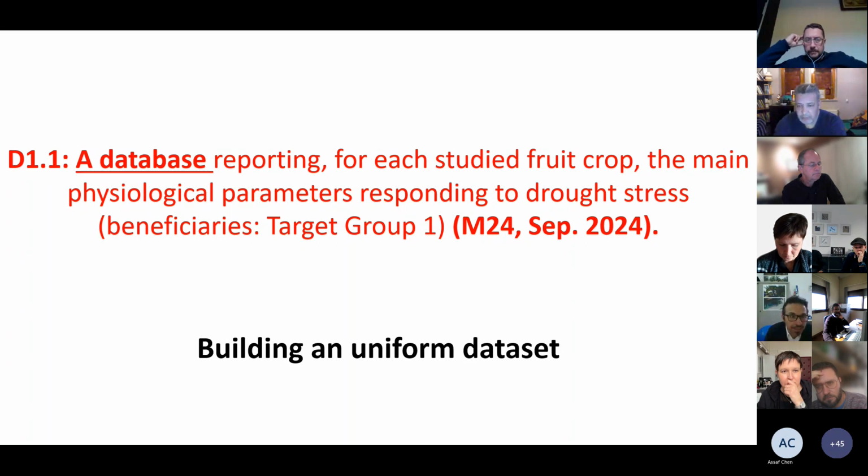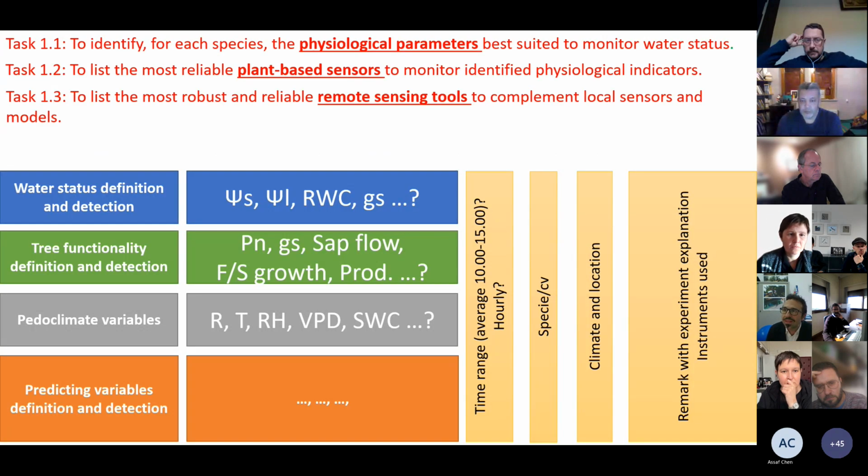The first step is also to choose the good sensor and to choose even between remote or proximal. The first step, I think, is to build a uniform data set. To make this, and so this data set can be used for identifying the physiological variables, plant-based sensors, and remote sensing tools.